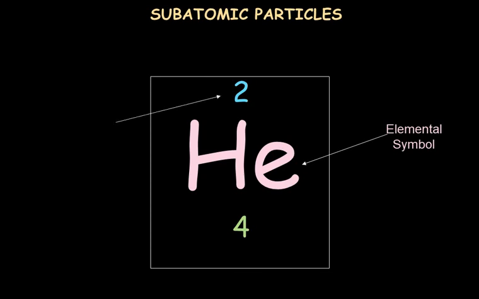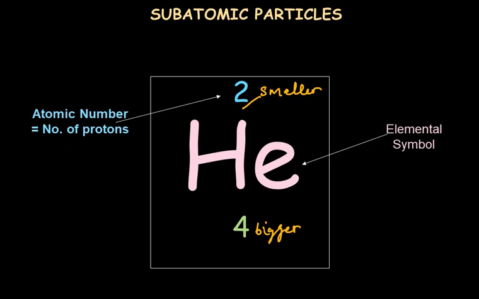Now what about the next number which is smaller? We can see here that one of the numbers is smaller and the other number is a bigger, larger number. So what's the difference between these numbers? The smaller number is the atomic number. Now what is an atomic number? That tells us the number of protons present in the atom of this element, in each and every atom of these elements.